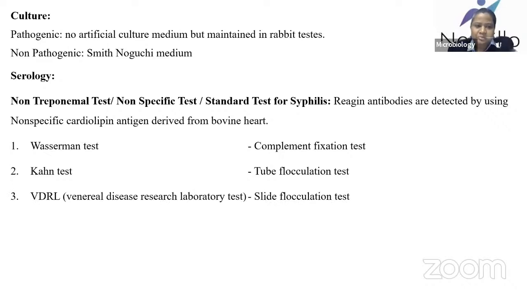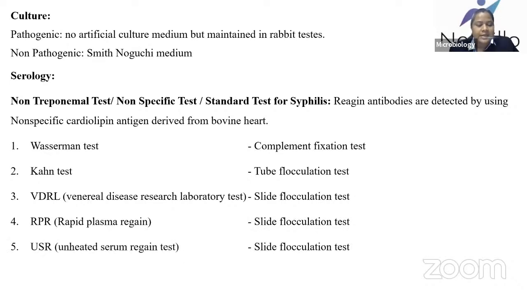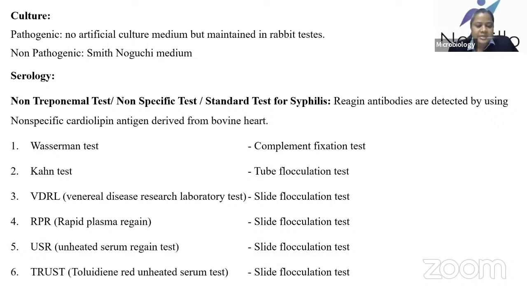Now comes the most important test, which is used for the diagnosis of syphilis, the Venereal Disease Research Laboratory test, that is VDRL. That is also a slide flocculation type of precipitation test. And you have the rapid plasma reagin test. That is also a slide flocculation test. And there is the unheated serum reagin test. It is also a slide flocculation test. And the toluidine red unheated serum test.